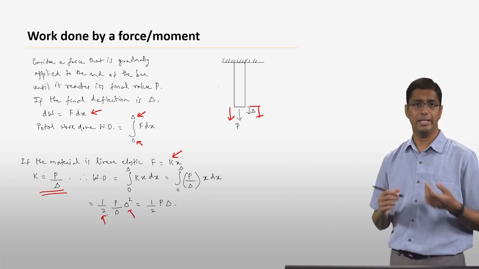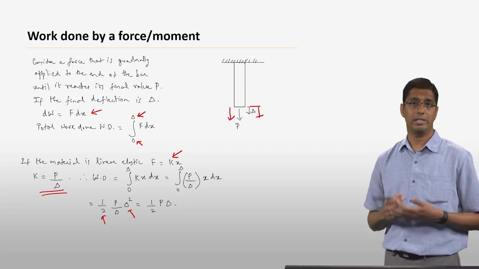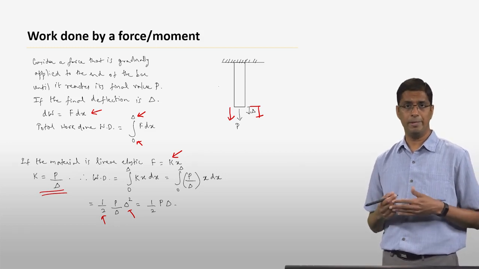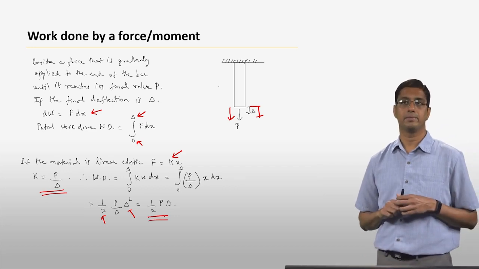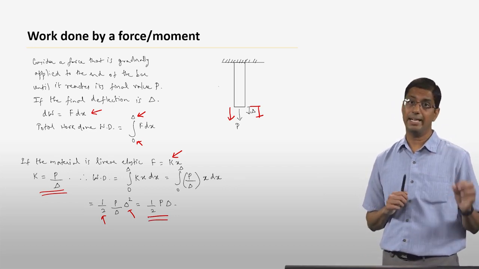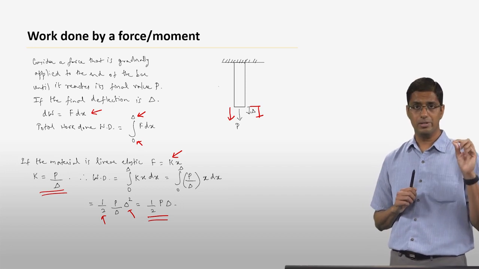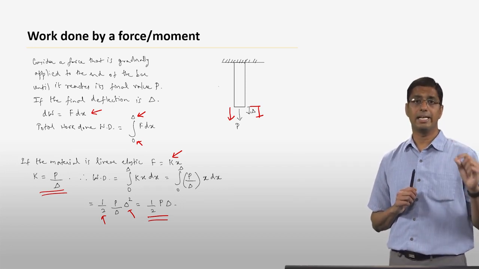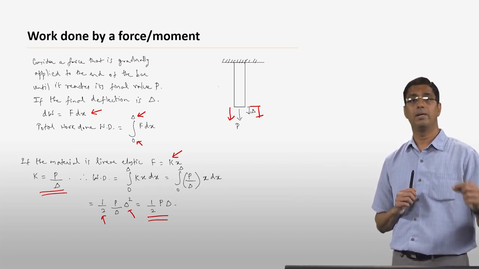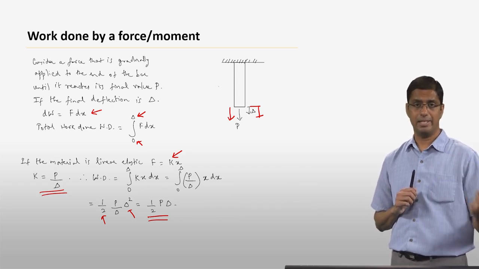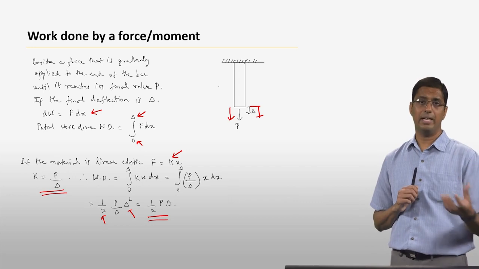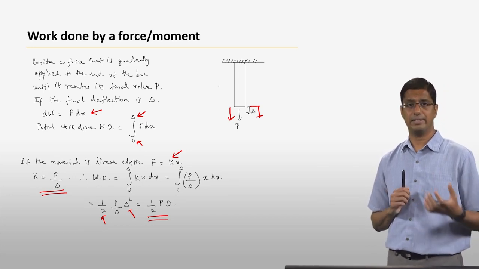Okay? So essentially, if you find out what is the work done by this force P, it is going to be half P times delta. Okay, it is not P times delta, it is half P times delta, because your force is increasing over time and eventually you reach the final force P. Okay, and similarly, the deflection is 0 to start with, and finally you end up with the deflection delta.